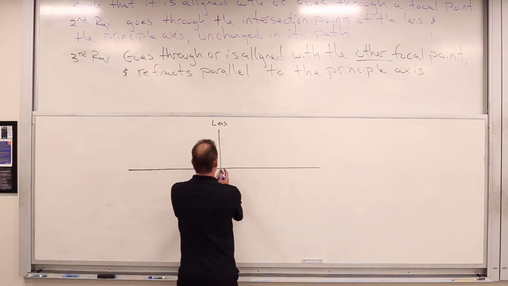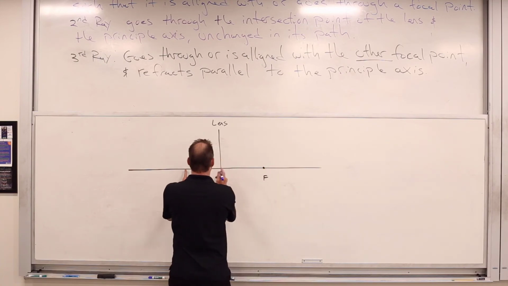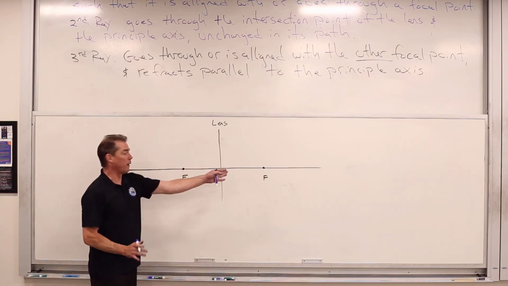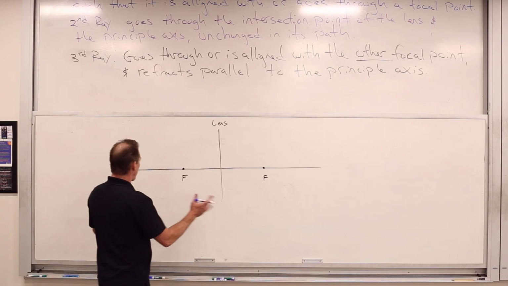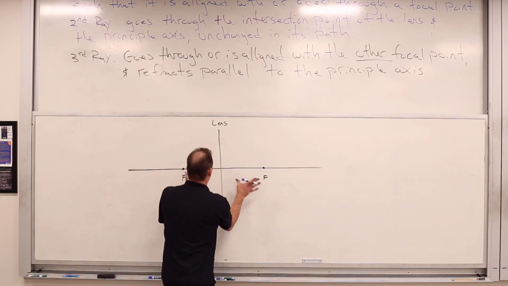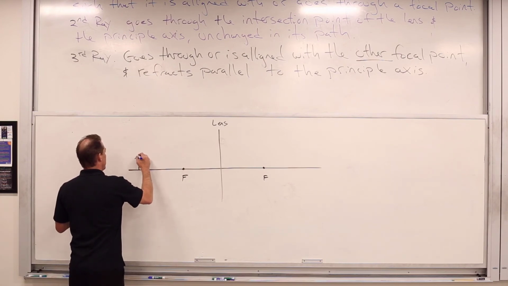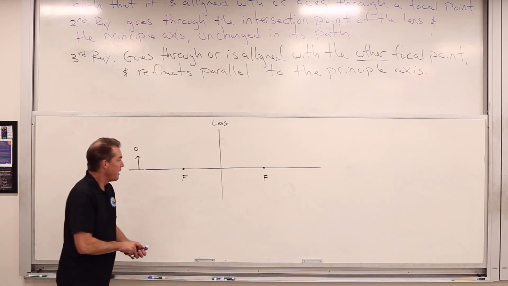What do we have? We have focal points on either side of the lens that are the same distances away. We don't want to make one f1, one f2, it doesn't matter, they're both the same. So we've got these focal points, and then we go ahead and stick an object here. We say, okay, here's our object. Where's the image going to be produced?